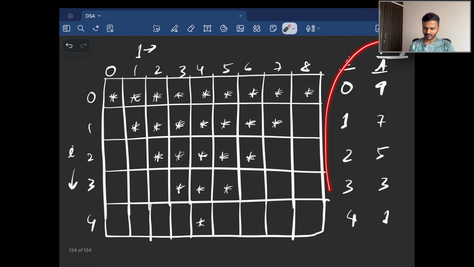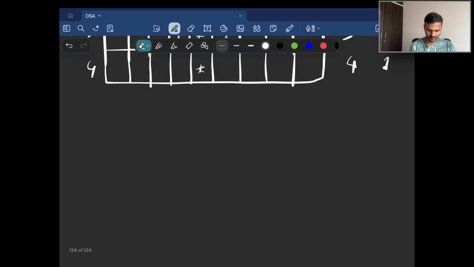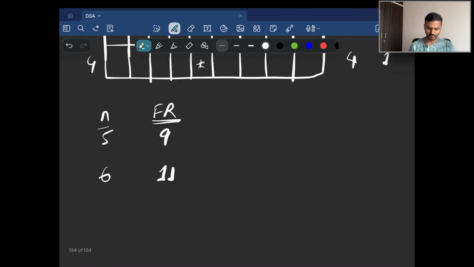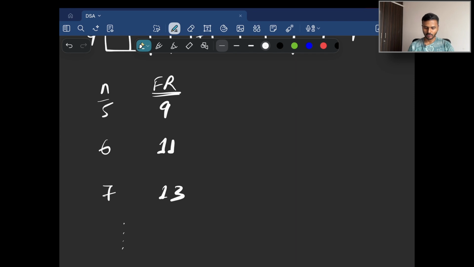So let's come back to this. N being 5, which means the first row would have 9 asterisks, right? Now, what did I say just now is, for n=5, the first row, let's write it as FR, would have 9 asterisks. When n would be 6, the first row would have 11 asterisks, right? And if I ask you what would be the number of asterisks in the first row for n equal to 7, what would your answer be? Well, it would be 13, right? And this is how it would go.